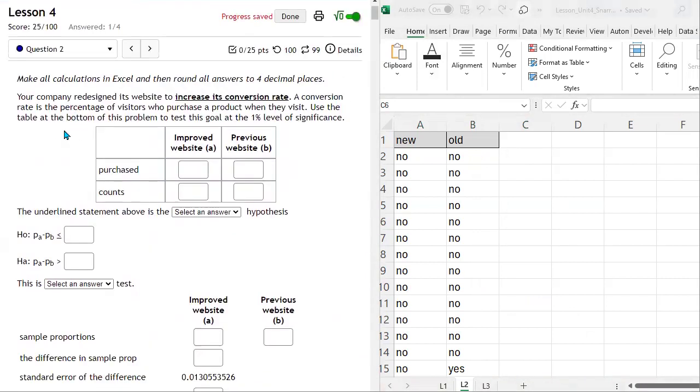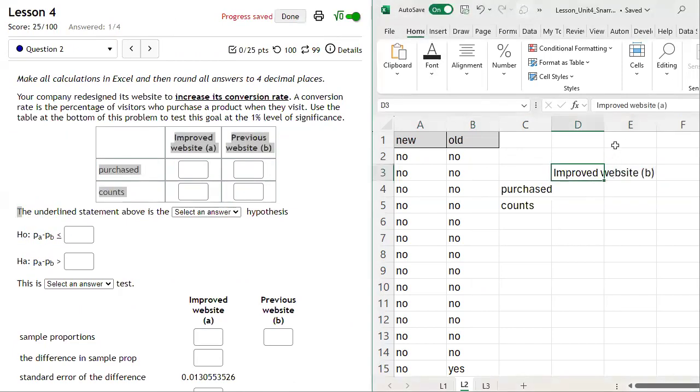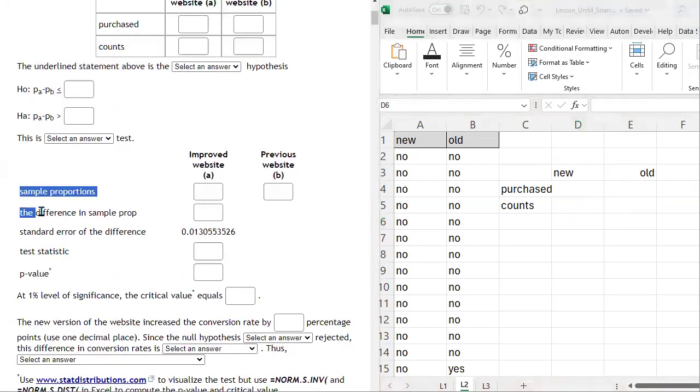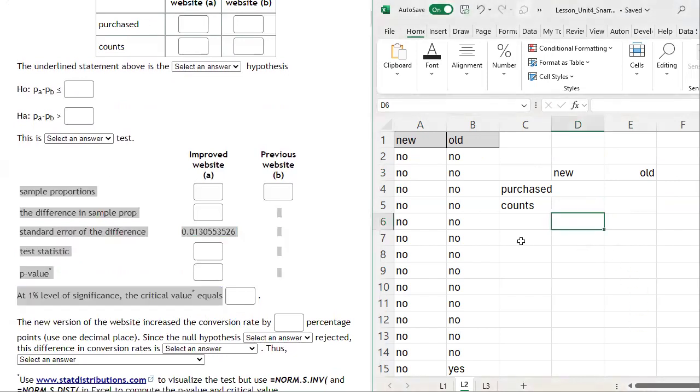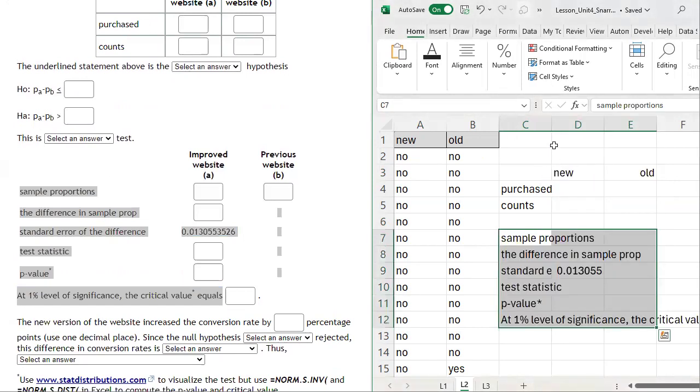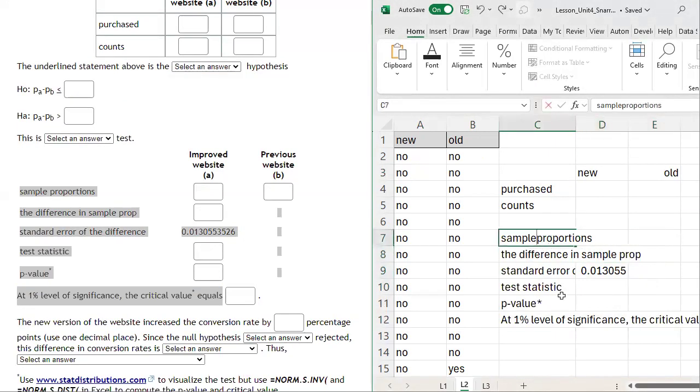I'm going to copy this table. I guess we call this the new and this the old. And then I need these statistics. Use match destination formatting. I'm going to change it to proportions. I'll change this to difference.